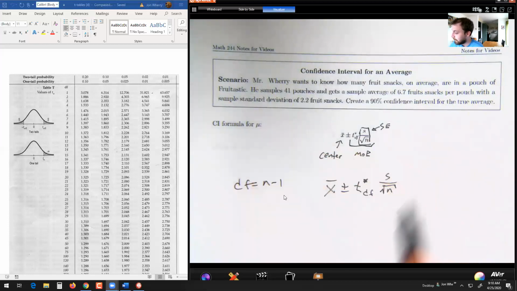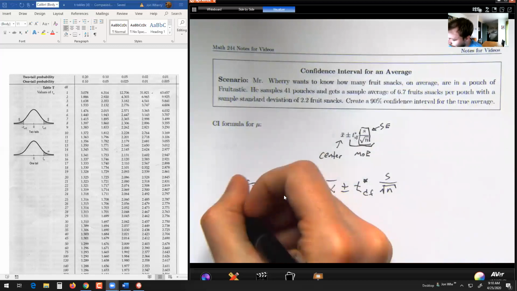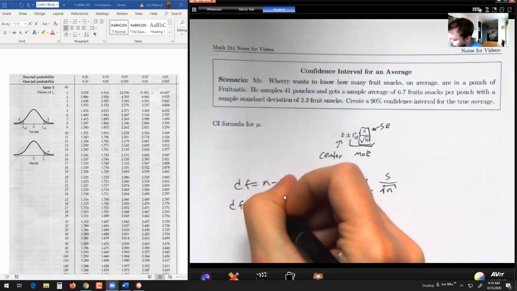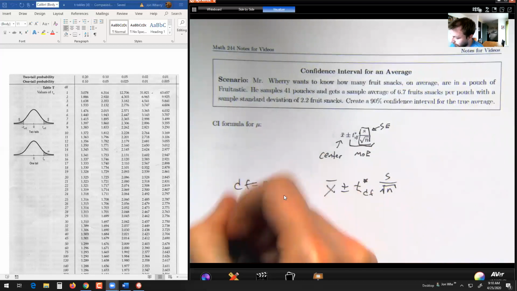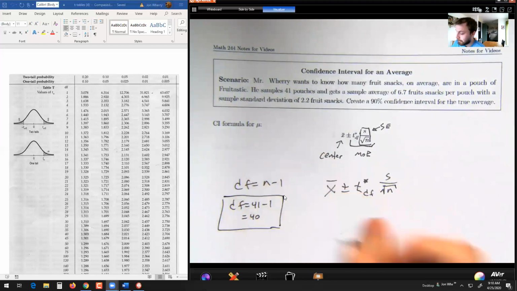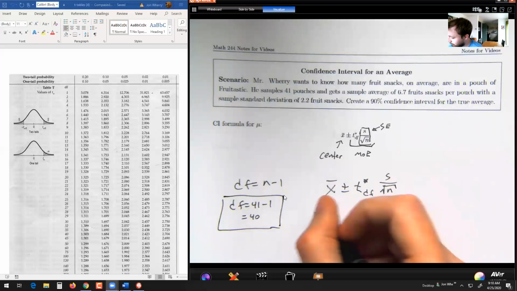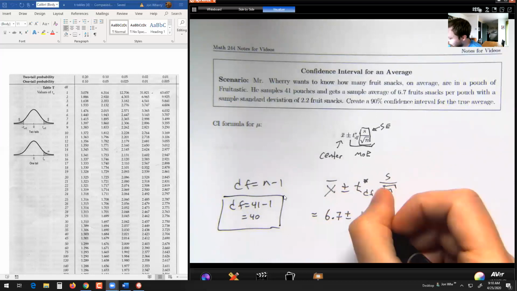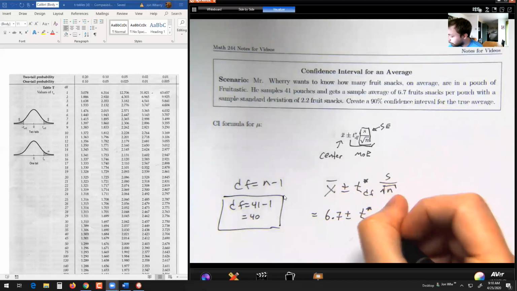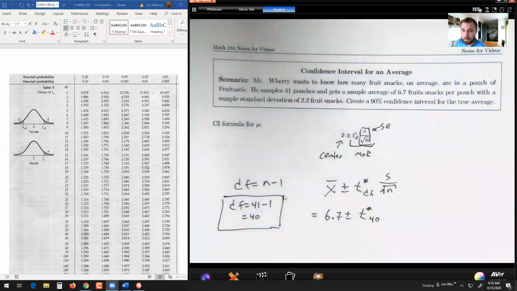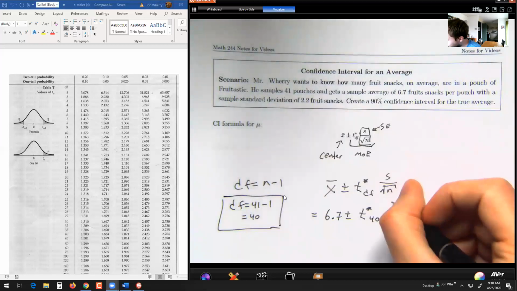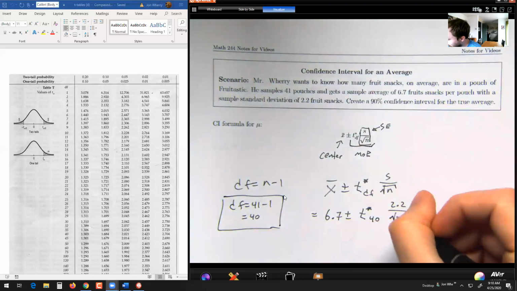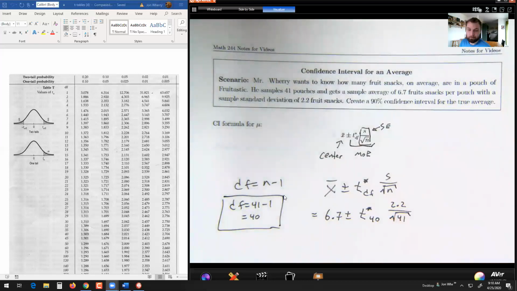So in this case, I am trying to figure out how many fruit snacks are in an average pouch of Fruitastic fruit snacks. I sample 41 bags, so my degree of freedom there is going to be 40. I'll need that when I'm finding my critical value, but let's plug everything else into this equation. My average that I found for the sample was 6.7. I'm going to need the critical value for 40 degrees of freedom. My sample standard deviation is 2.2, and my number of samples is 41.